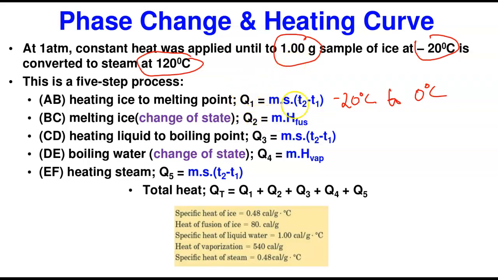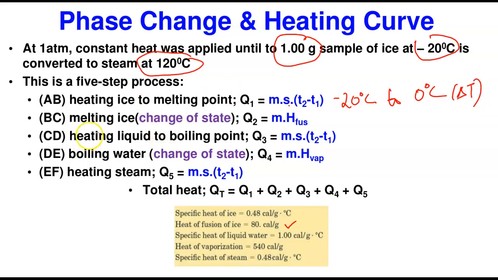And Q1 can be calculated by taking the mass of this sample, which is 1 gram, times the specific heat capacity of ice, which you're going to get here, times the change in temperature. Now, that is what is happening here. Anytime there is a change in temperature, you must use the change in temperature formula as T2 minus T1. Or you can just say change in T. That's exactly what it is.